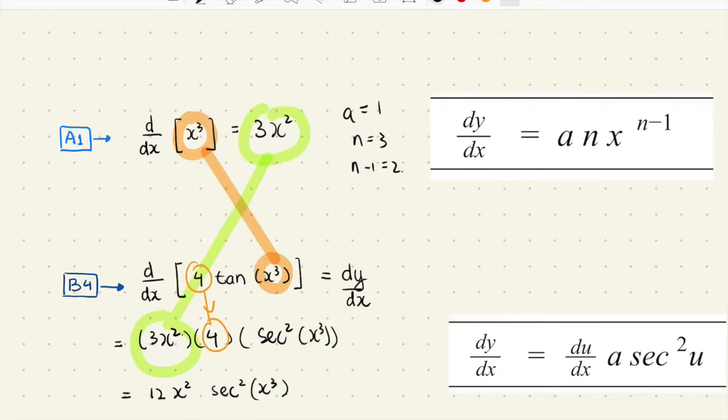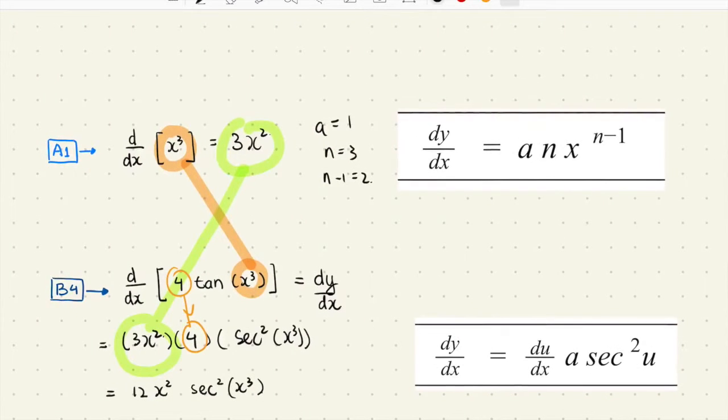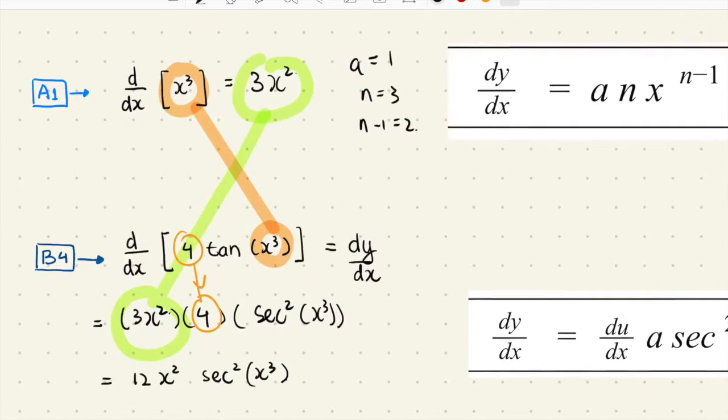Some students get confused. Instead of secant square x cubed, they put secant square 3x squared. No. 3x squared is du dx. U is x cubed. The formula says secant square u. If you simplify the dy dx, you get 12x squared secant square x cubed.